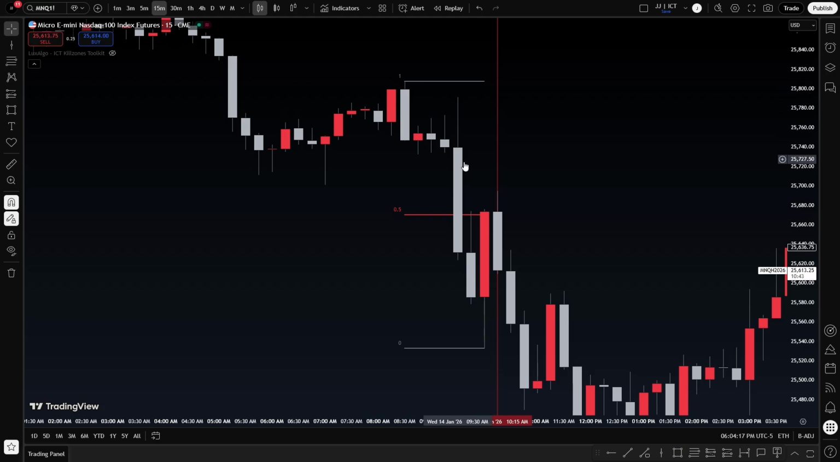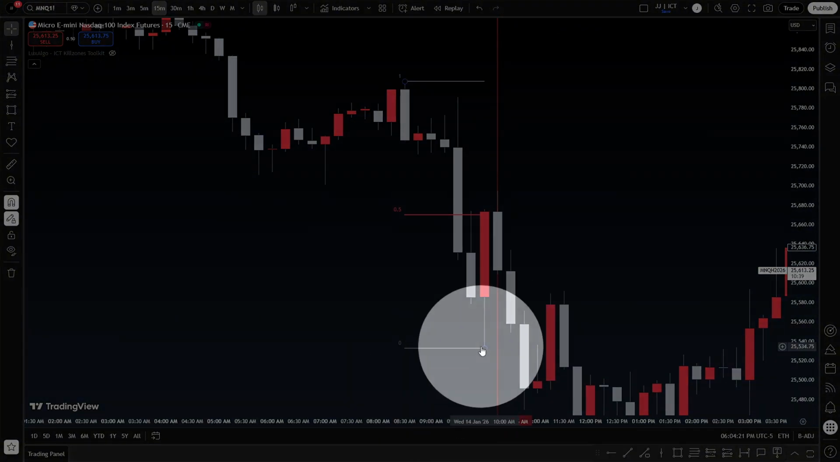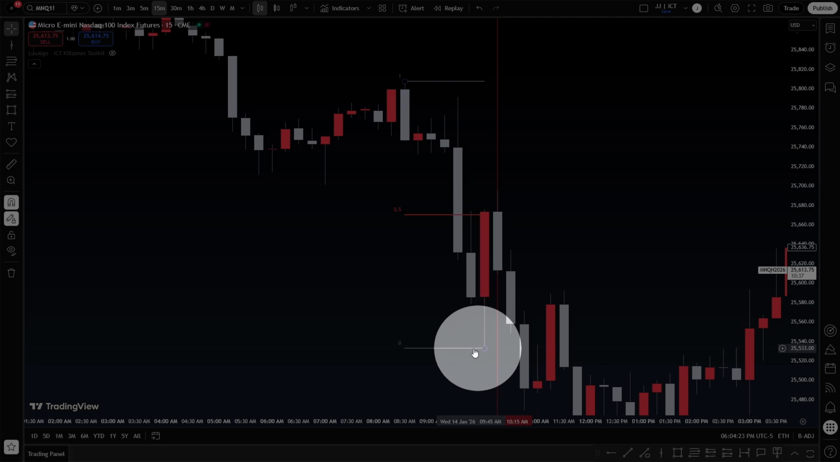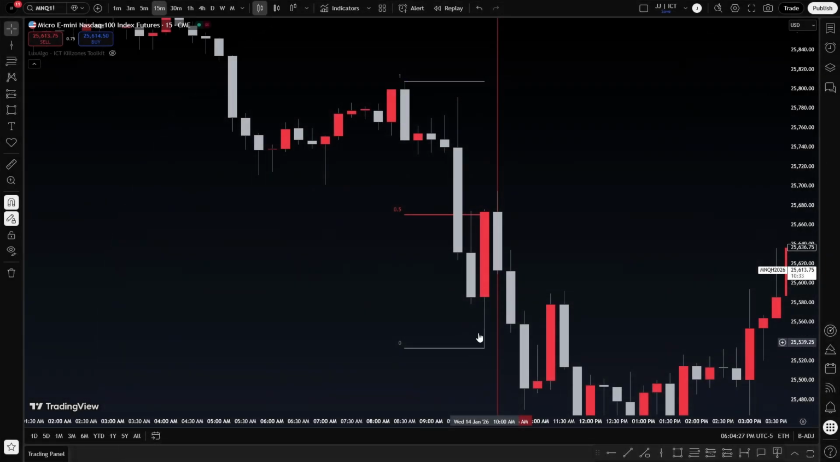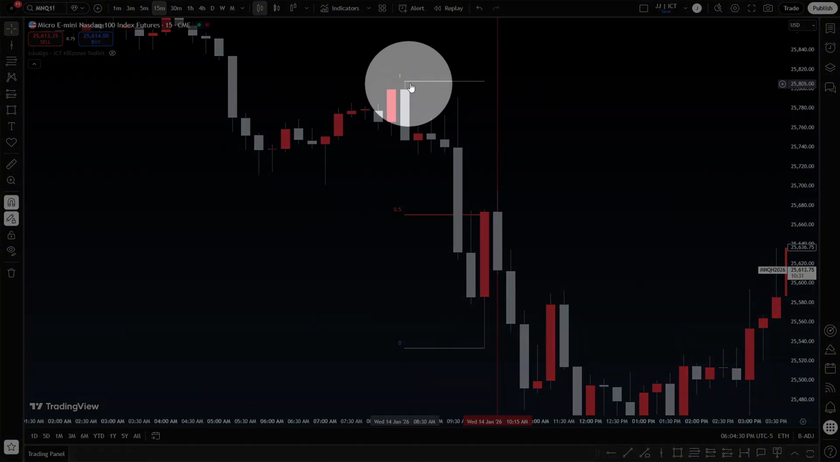And clearly, price wants to go down, if we can just see in hindsight. That down there, the low of the dealing range, would be what? Primary liquidity. Yep, you're right. If price wanted to go up, that would be the primary liquidity.